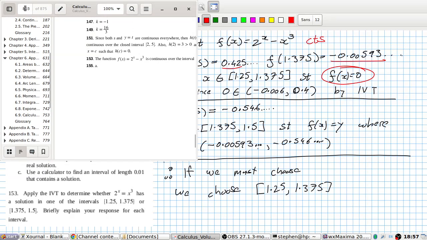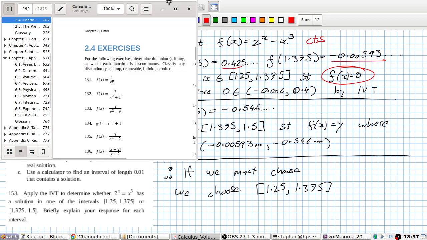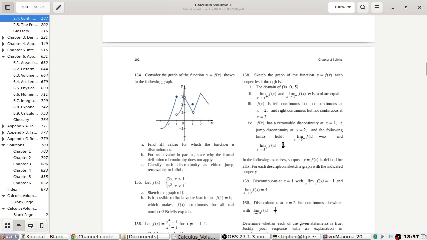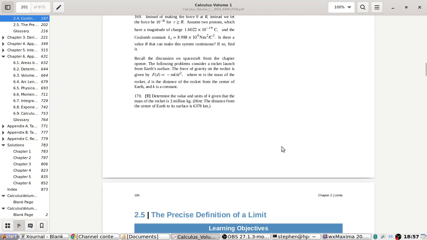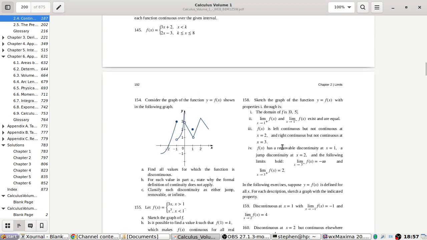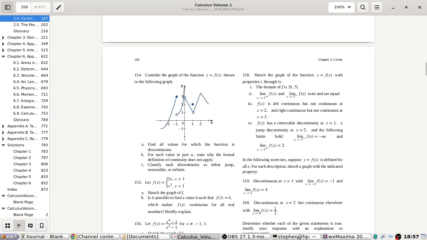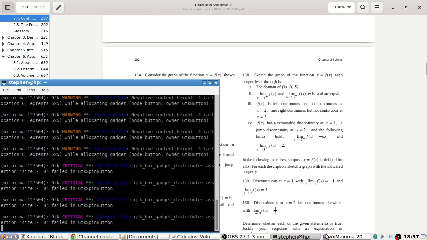What's up next now? Okay, still a good bit more to go, actually. Still a good bit more to go. But that's enough for today. So we'll wrap it up there.